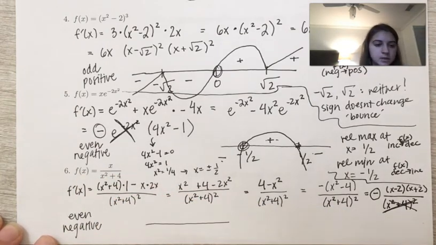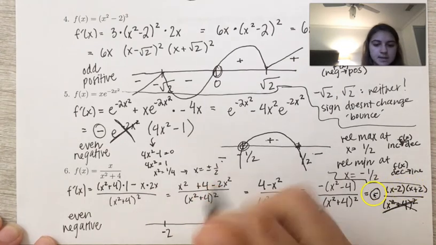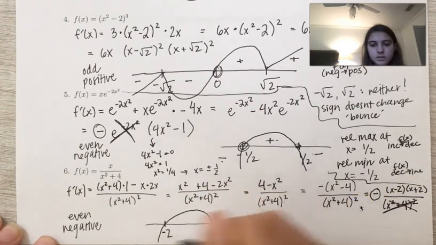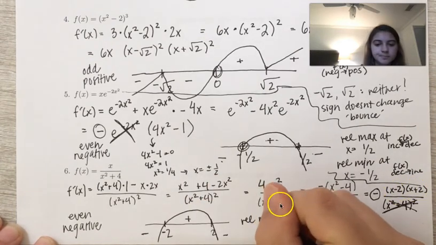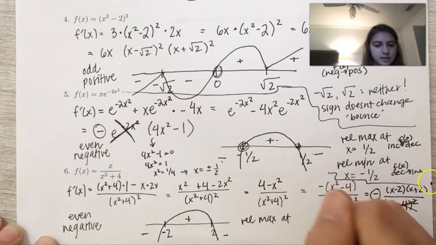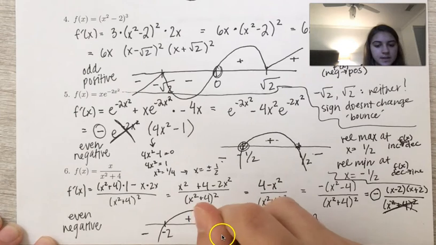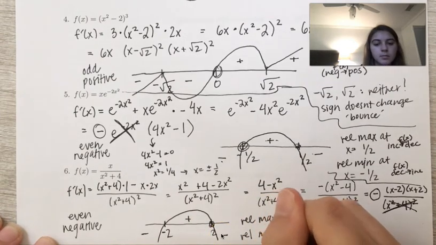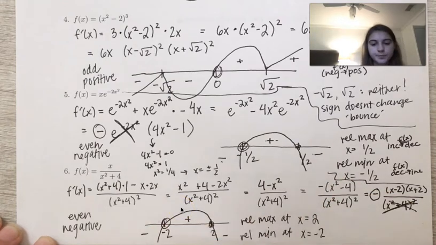We're Xing it out. So we have even x squared here, 2 x's, but it's negative. And our squares are 2 and negative 2. And it doesn't bounce because each of those are just x to the first, so that's odd. Rel max, we have f prime going from positive to negative at 2. And rel min, we have f prime going from negative to positive at negative 2.